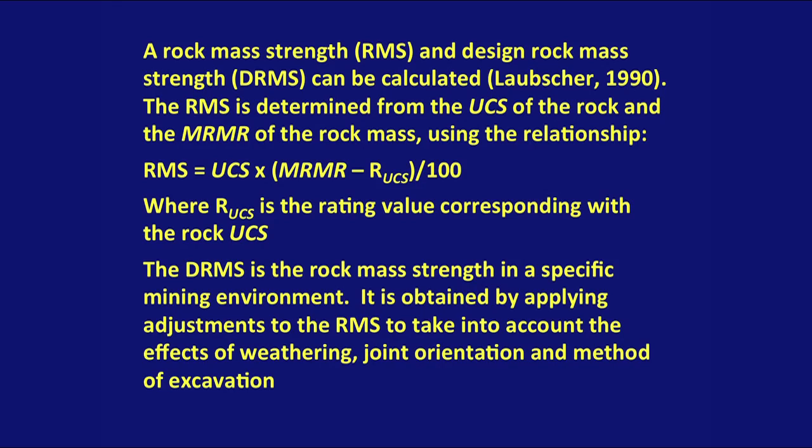Rock mass strength and design rock mass strength can be calculated by a method that Laubscher developed, and his calculation is really an adjustment of the intact or uniaxial compressive strength of the intact rock material. The rock mass strength is determined by multiplying the UCS value by a ratio. So if you take the mining rock mass rating and you subtract the rating in the classification system that you used from that, and then divide it by 100, that is how you get the rock mass strength.